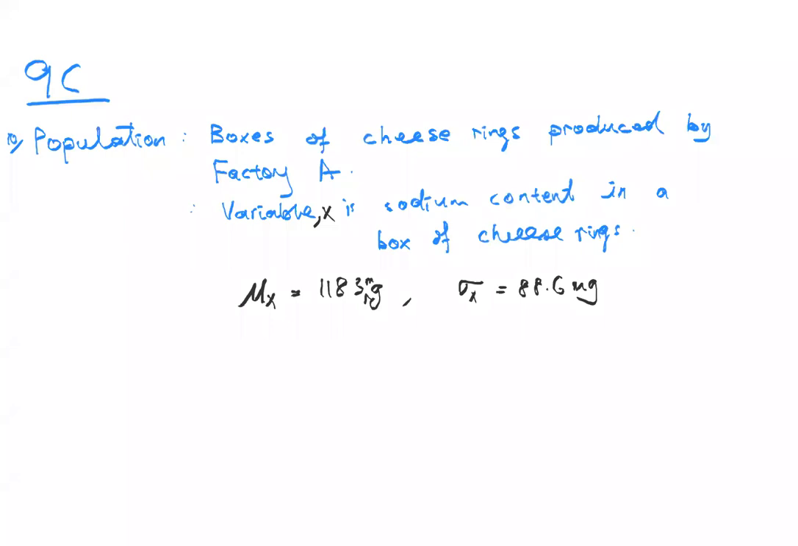Okay, when you are talking about your folio, correct? When you talk about this, actually, this question, in a box of, okay, I just give you something. So in a box, you can talk about the sodium content. Then you can talk about the weight of a box of cheese ring. So in here, you can talk about two variables in the population.